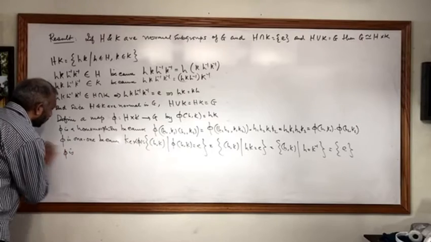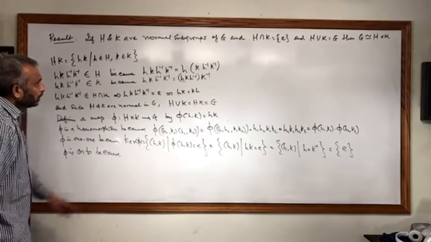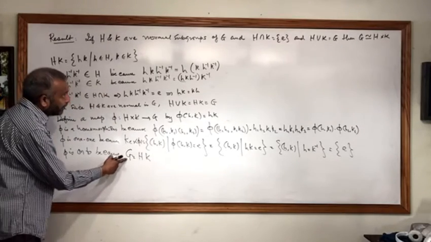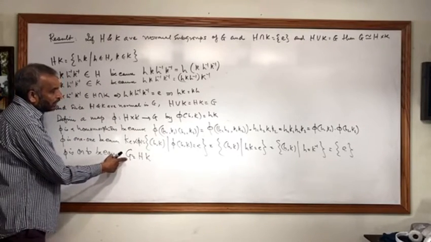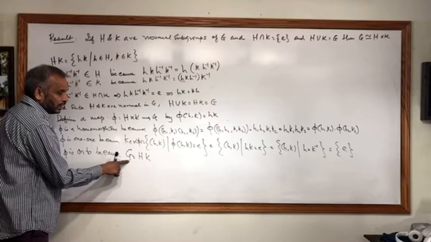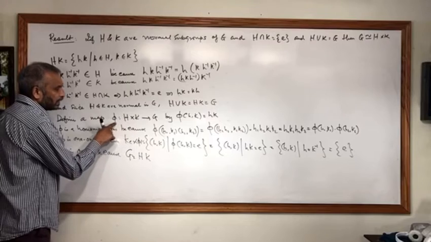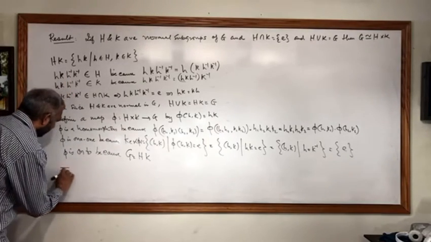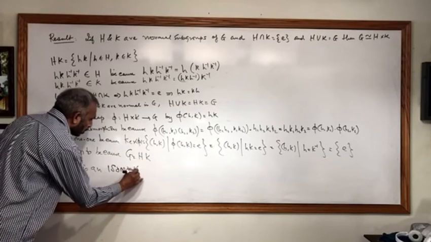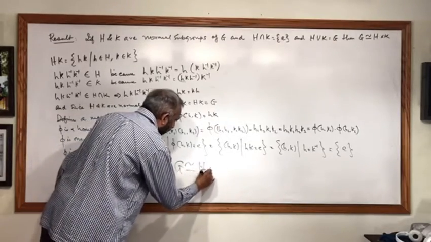Phi is onto because of this, G is equal to HK. For every element in G, we can express that in h comma k. That means for every element of G, we have a pair (h, k) in H cross K such that phi can be mapped. And that implies phi is an isomorphism. And that implies G is isomorphic to H cross K.